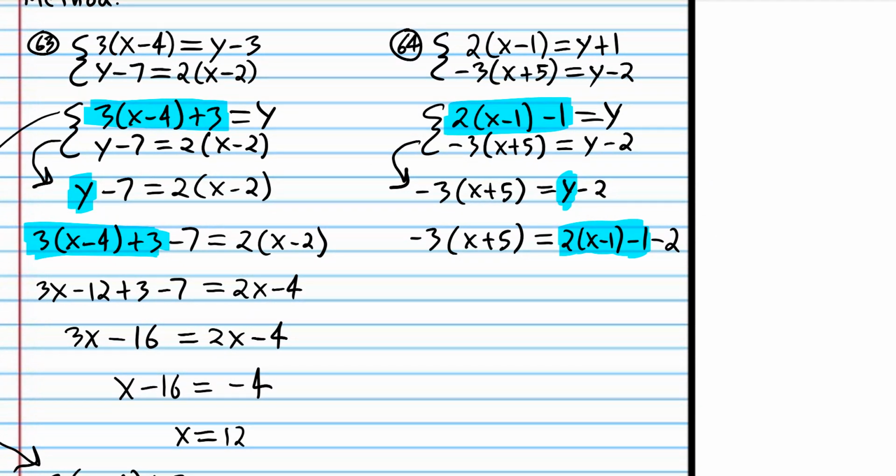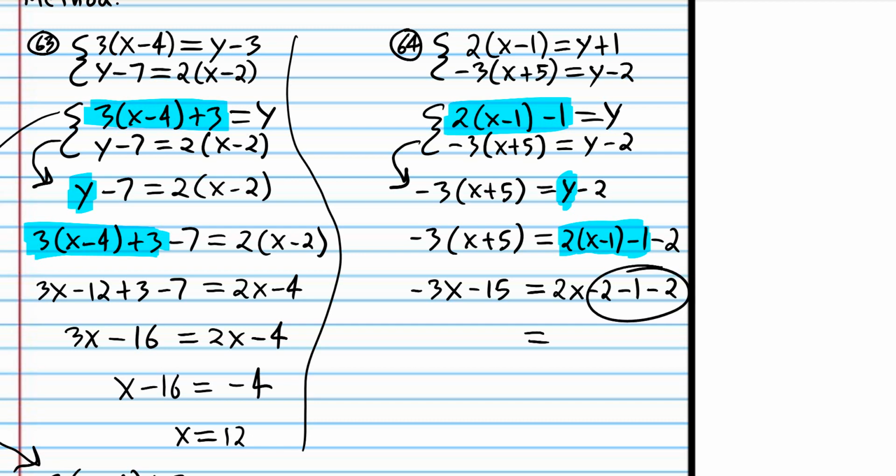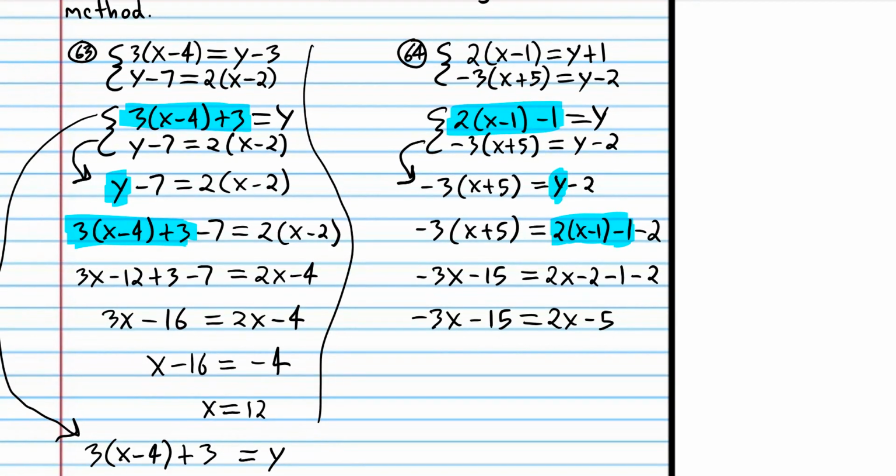We have an equation with parentheses, so we just have to get rid of the parentheses. Negative 3 times x is negative 3x. Negative 3 times 5 is negative 15. 2 times x is 2x. 2 times negative 1 is negative 2. And then we have negative 1 minus 2. So now we're just going to combine all of this stuff. Negative 2 minus 1 is negative 3. Negative 3 minus 2 is negative 5. And I'm going to add 3x to both sides. Add 5 to both sides. Divide both sides by 5, and then we get negative 2. So x is equal to negative 2.